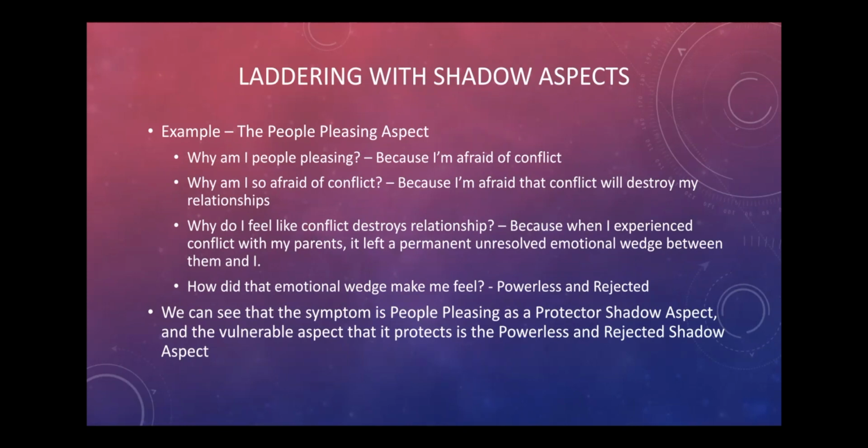And then underneath that, how did that emotional wedge make me feel? If I switch to a how question now, in terms of how it's making me feel, I can start to pinpoint what the vulnerable aspects underneath that might be. So how did that emotional wedge make me feel? Probably powerless and rejected. And so we can see that the symptom is people pleasing as a protector shadow aspect, and the vulnerable aspect that it protects is the powerless and rejected shadow aspect.